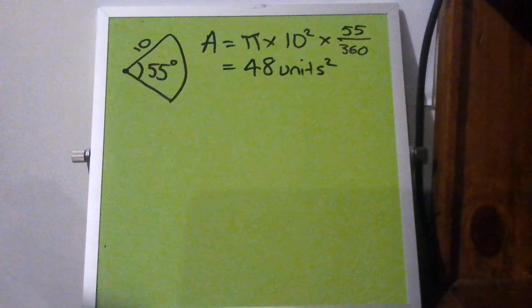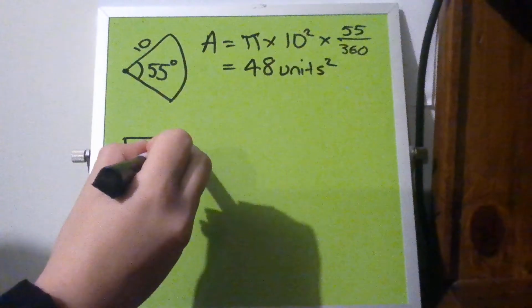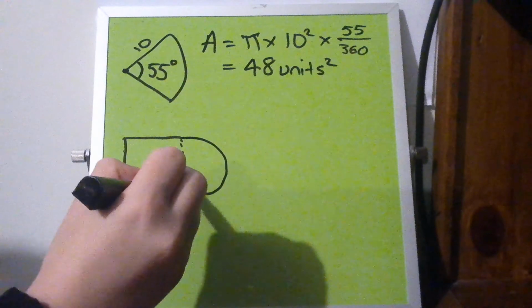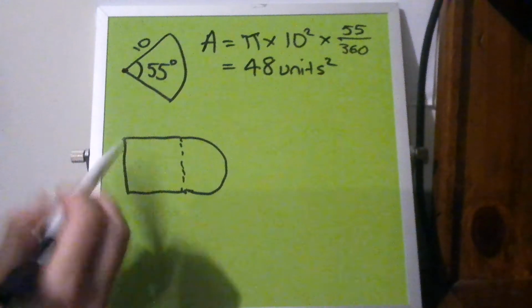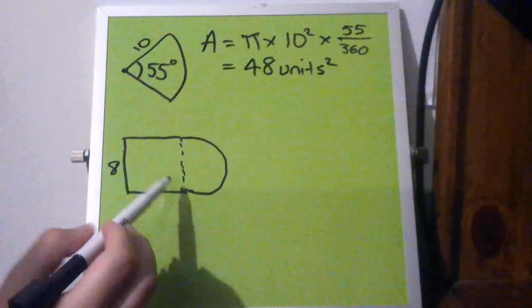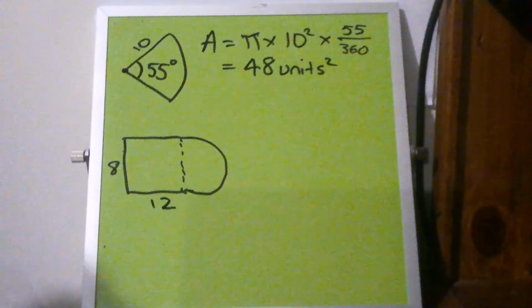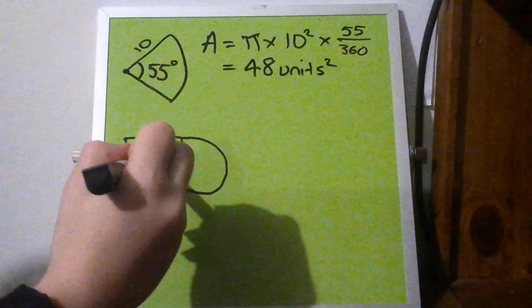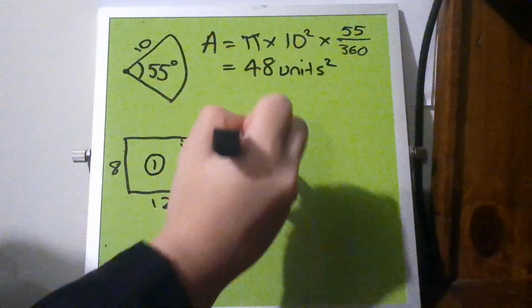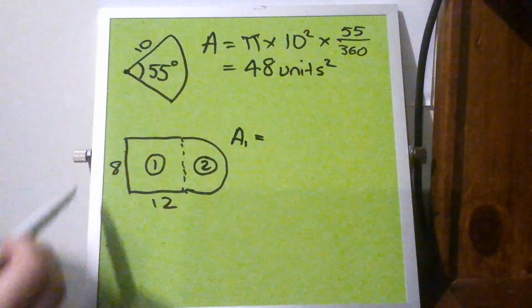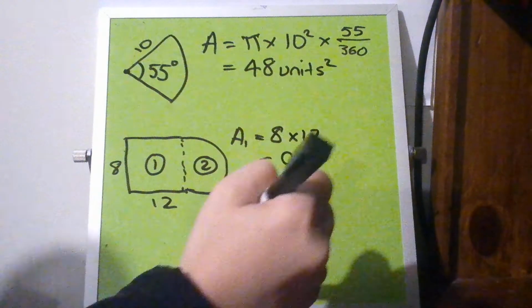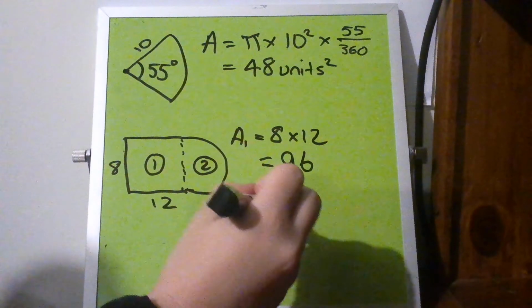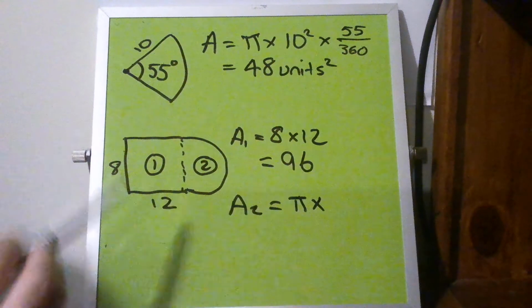Finally, we'll do a composite shape. A composite shape might look like this. It has a couple of parts composed together. For instance, here we've got a rectangle with a semicircle. Let's say that this side was 8 and this side was 12. We'd need to break that into two areas, our rectangle and our semicircle. Area 1 is just a rectangle, so we multiply the sides: 8 times 12 is 96.